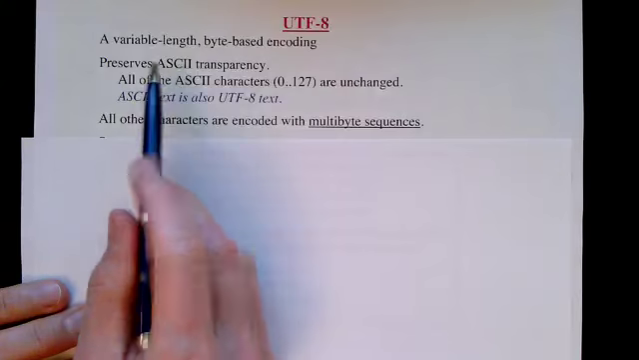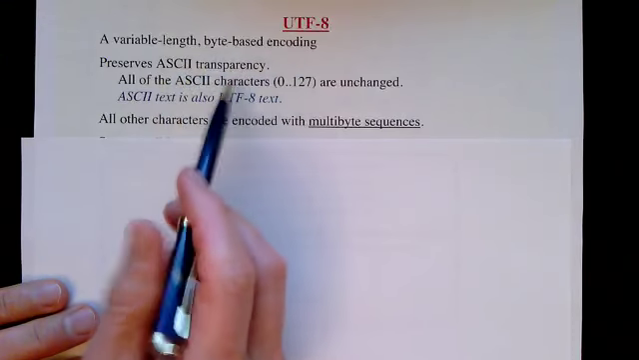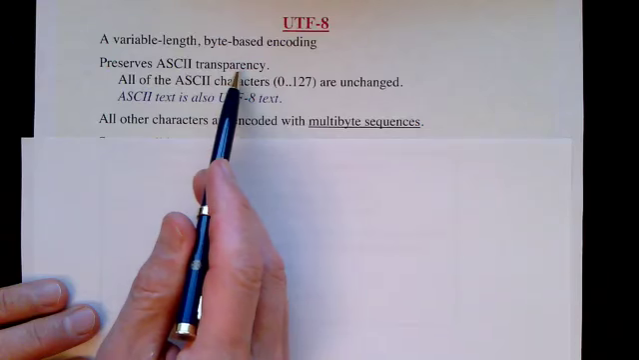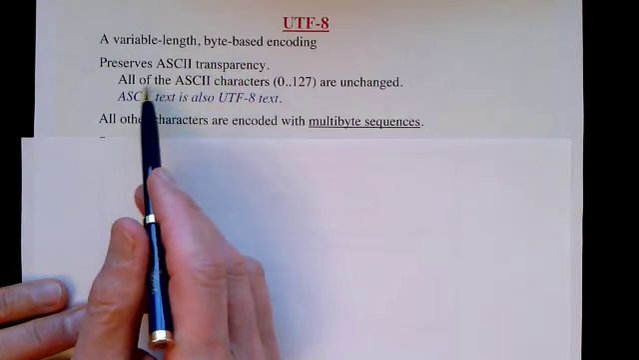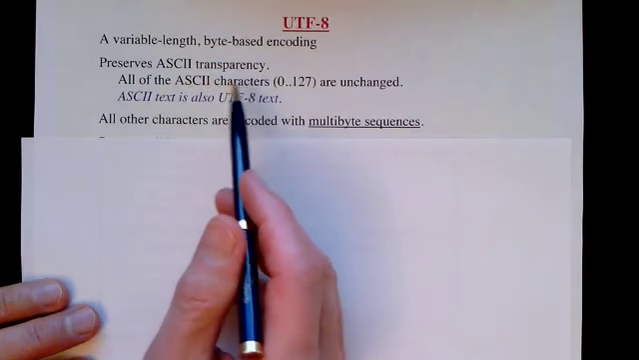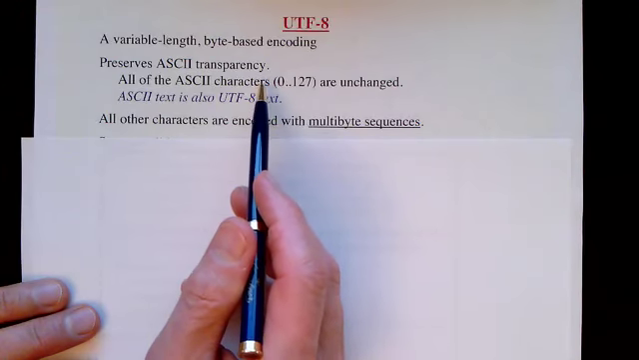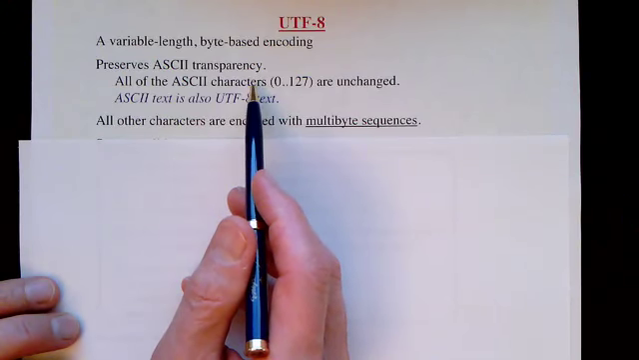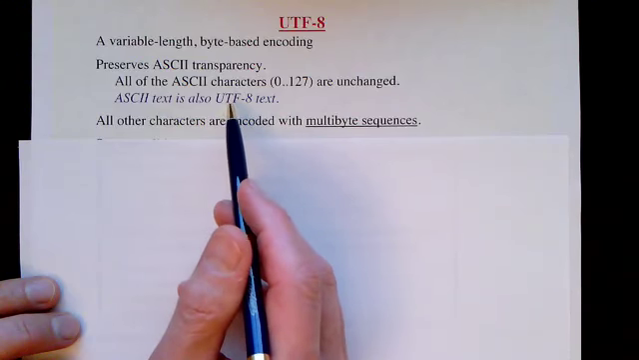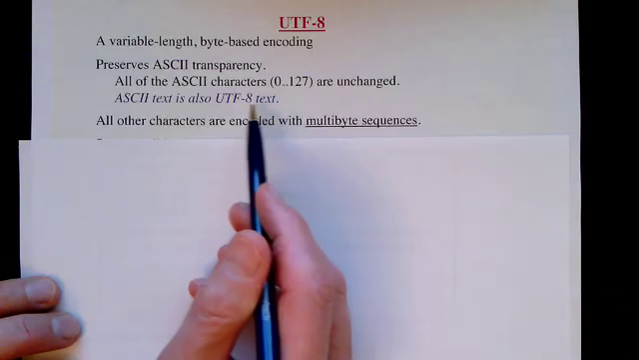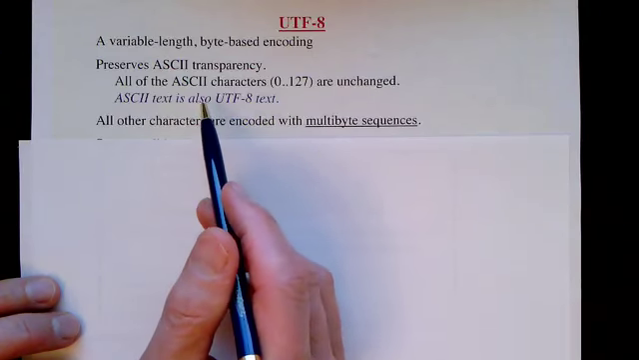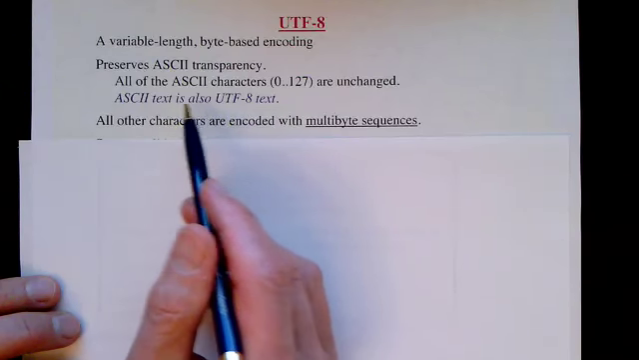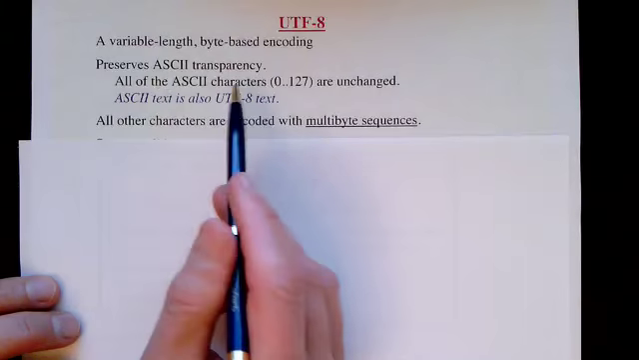Let's look at the UTF-8 encoding. So this is a variable length byte-based encoding. And one nice thing about UTF-8 is that it preserves ASCII transparency. What this means is that ASCII characters are represented with exactly 1 byte, and that byte is exactly the same byte. So if a file contains only ASCII characters, then that file is also in legal UTF-8 encoding. So if we've got an ASCII file from the past, we can interpret that with UTF-8 software, and we'll get exactly the same characters. All of the ASCII characters are unchanged.